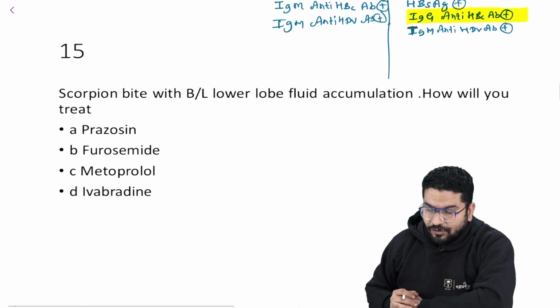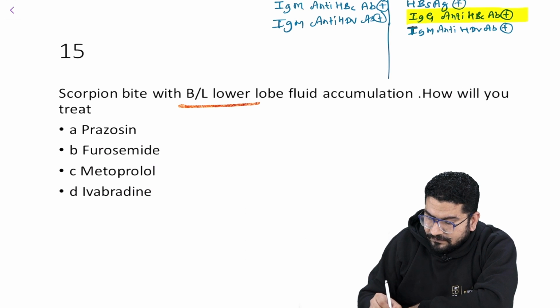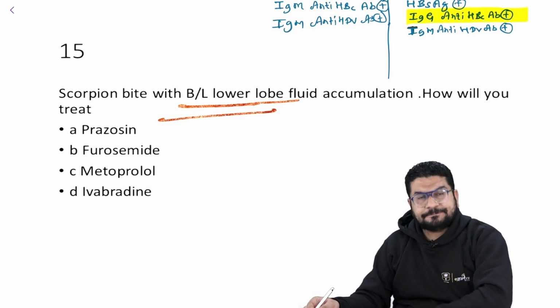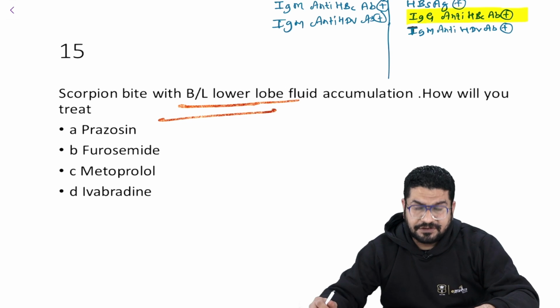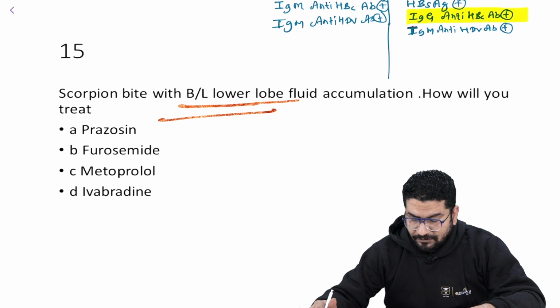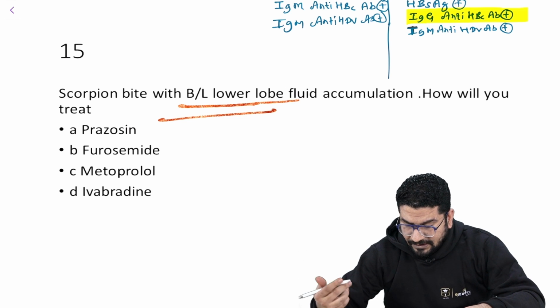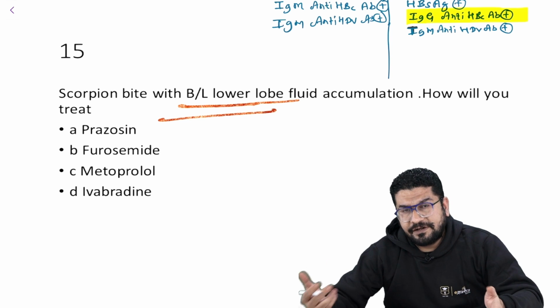Okay, next MCQ, scorpion bite. The patient has a scorpion bite with bilateral lower lobe fluid accumulation. How will you treat? Let us see this question. The patient can have a scorpion bite or a snake bite. So what we need is to treat the envenomation. For a scorpion bite, how do we treat?